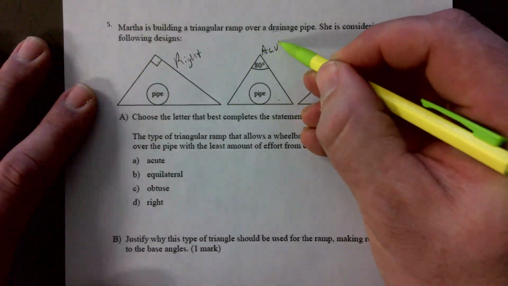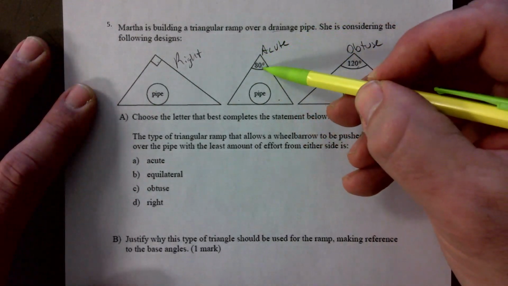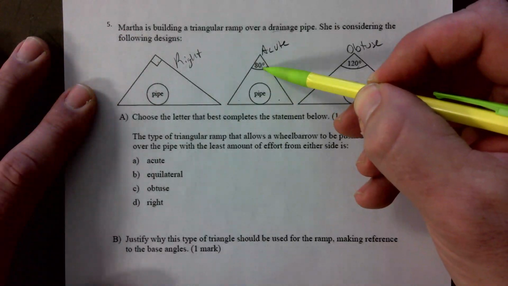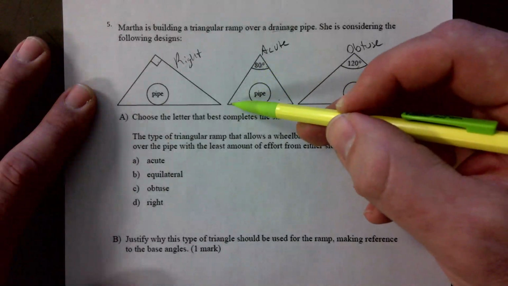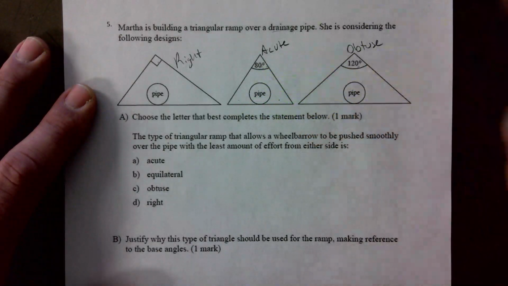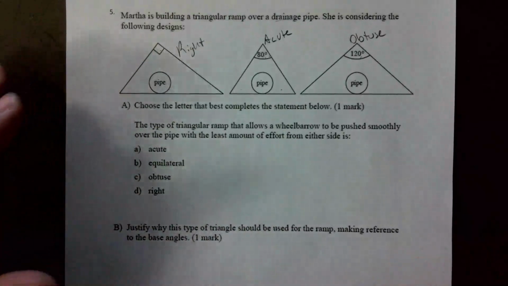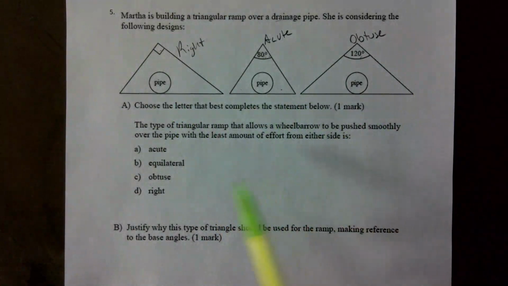This one is acute, sure, because if this is 80, you could have a 90 at 90 and 10, but that wouldn't make sense. The diagram wouldn't make sense. But anyways, they just give you the following designs. Choose the letter that best completes the statement.